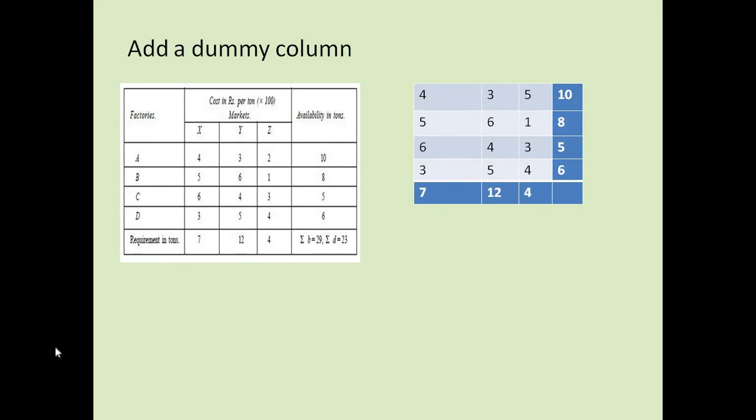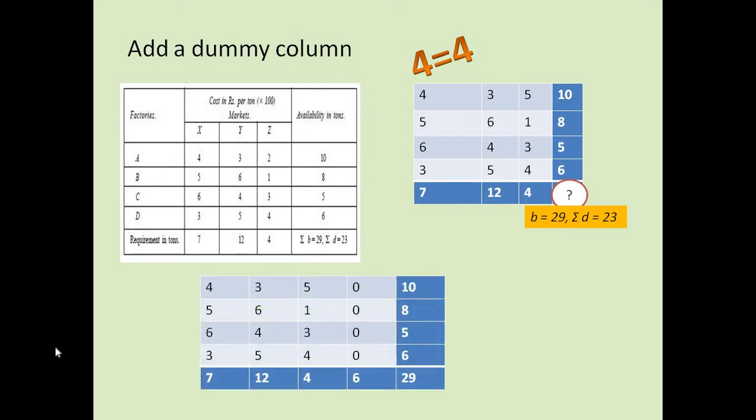So just write it separately. I'm not going to write A, B, C, D and all those things. If you need it, you'll be writing it. You must describe it as you're going to write in the exam paper. So the summation of B equals 29, because that represents your column value, and the summation of D equals 23, which represents your row value. Okay, so to make them equal, you're going to add a dummy column here.